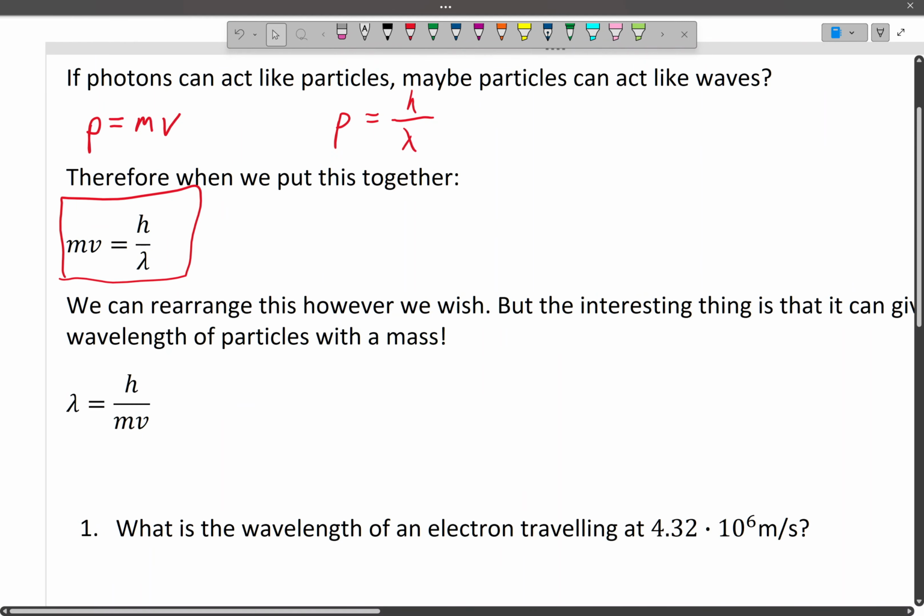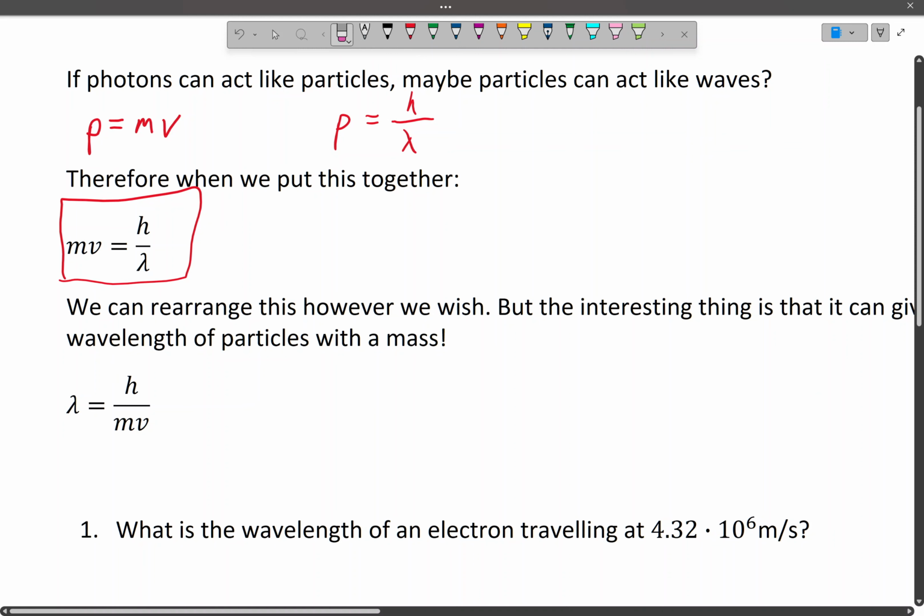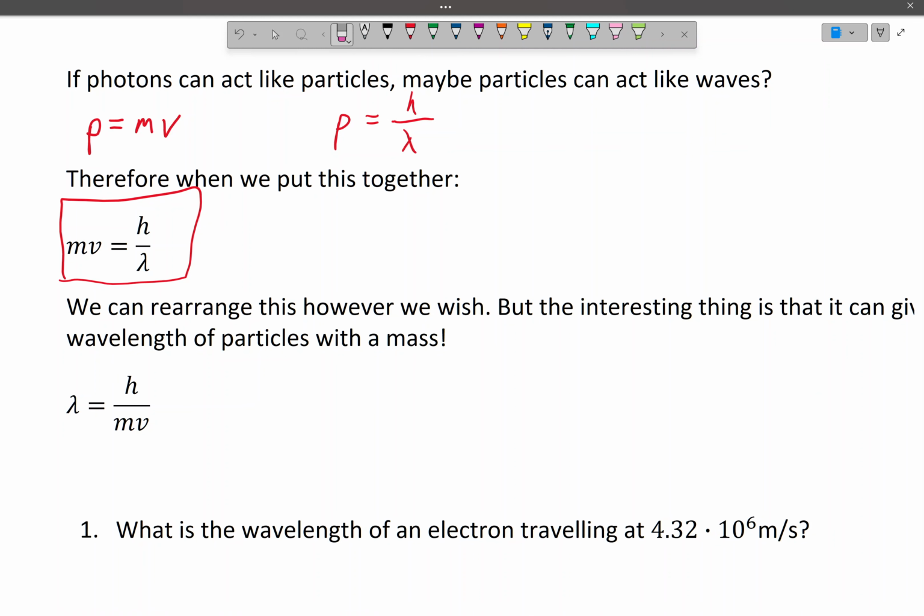We can rearrange this however we wish, but the interesting thing is if we rearrange this for lambda, we can figure out the wavelength of any particle with mass. Some particles are more realistic than others. If we talk about a human being, we're in the order of 60 to 100 kilograms, and that size is way too big for it to be a reasonable wavelength. Usually when we're talking about this, we're talking about really small things.